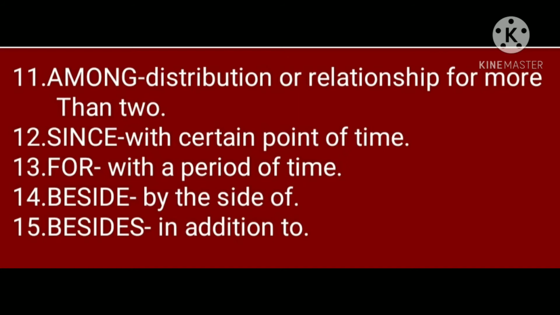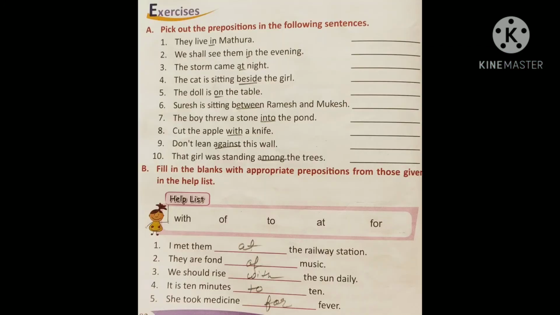Next one comes beside. Beside is used to indicate by the side of. For example, she sat beside her mother, by the side of. Then besides is used to indicate in addition to. What other sports do you like besides hockey? If S is used, that means addition.